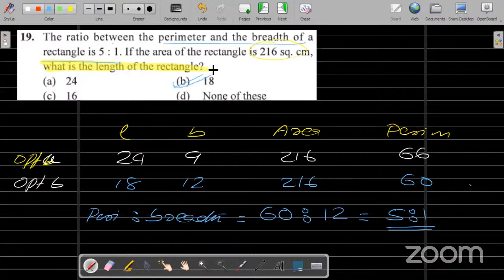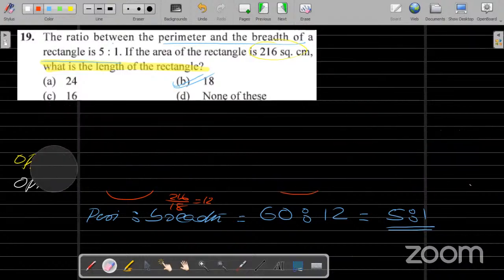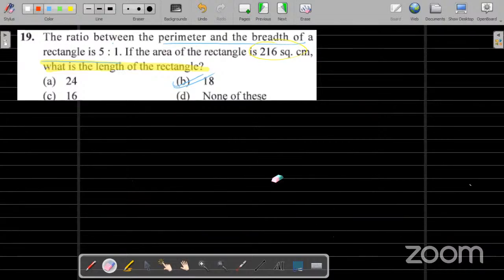If the length is 18, then from the area I'll get the breadth. Area is 216, so breadth will be 216 by 18, that is equal to 12. So length I am taking from the options and area is given, so I can easily calculate breadth in each case. If the length and breadth are known, I can calculate perimeter. Doing it in the normal way may take some time, so I think this will be the easiest way to solve the question. Next question.